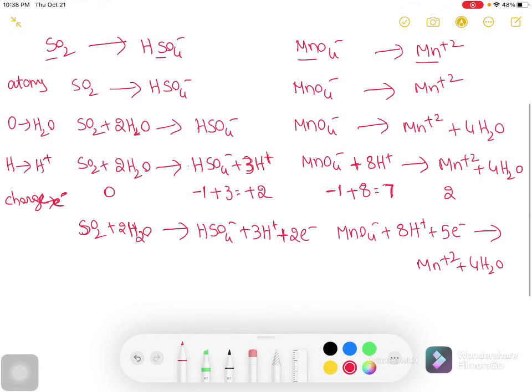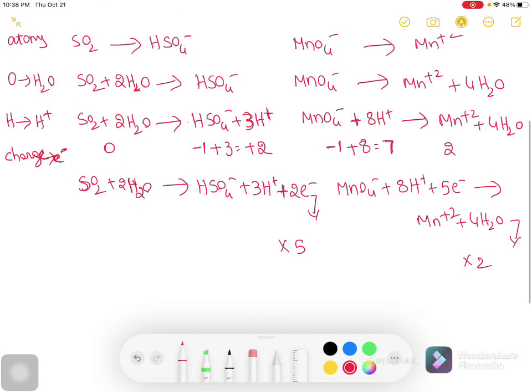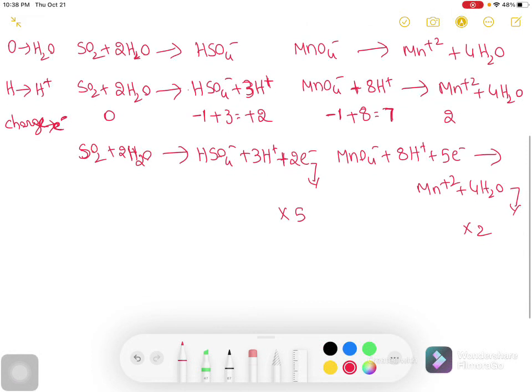Right. And finally, atom balancing is done, oxygen, hydrogen, and even charge balancing is also done. Finally, we have to cancel the electrons. For the cancellation, first of all, we should equate the number of electrons. On the oxidation side 2 electrons are there, on the reduction side 5 electrons are there. So to equate, we multiply this entire equation with 5 and this entire equation with 2. Then for both equations we get 10 electrons and 10 electrons. So I am going to multiply the whole equation with 5.